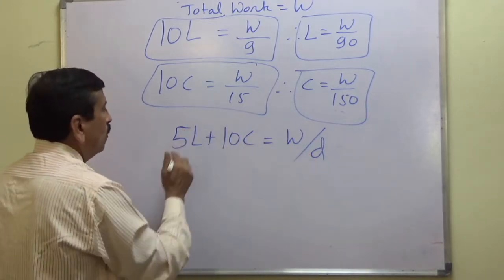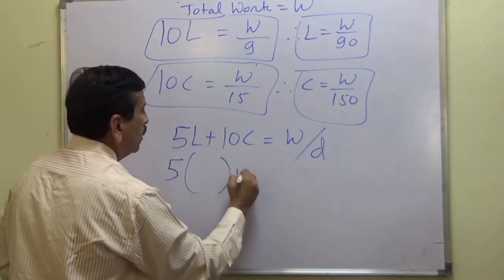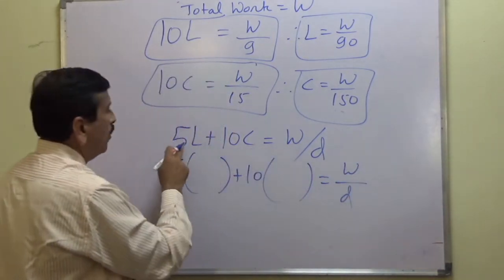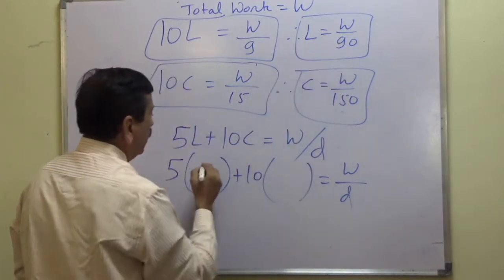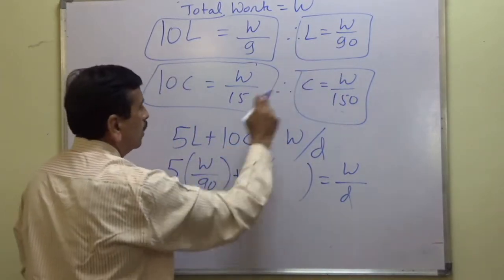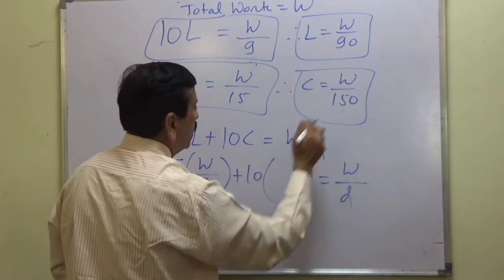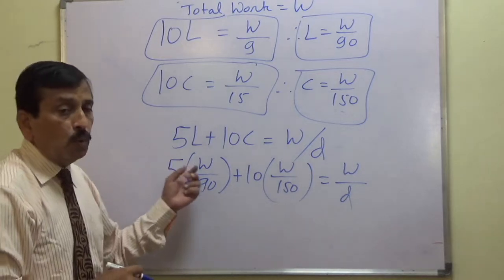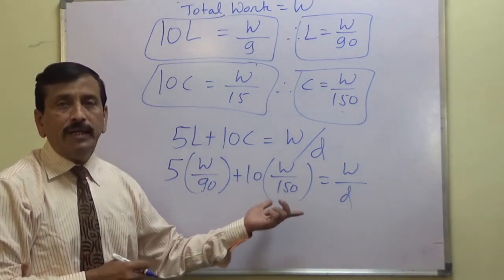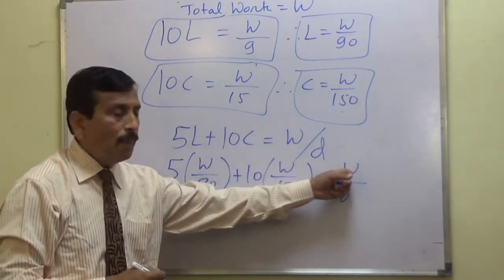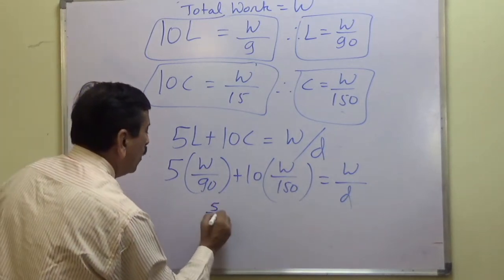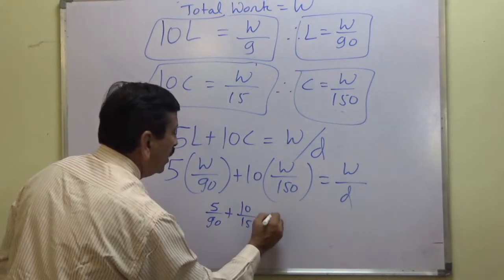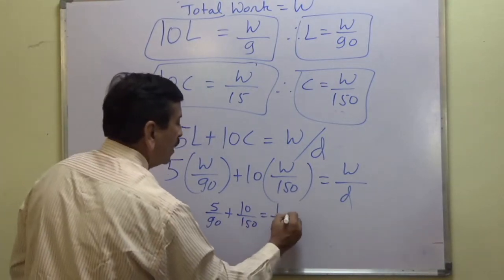Now 5L plus 10C is W by D. 5L is what? W by 90. C is what? W by 150. And you realize initially we thought there are two unknowns and one equation, how we can solve it, but W gets cancelled at the top and we get a simple equation. 5 by 90 plus 10 by 150 is equal to 1 by D.